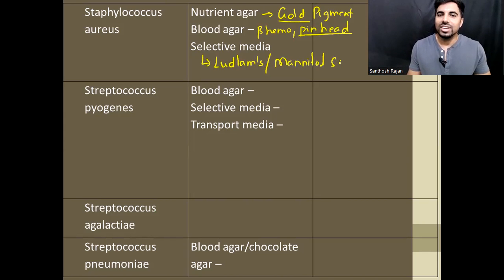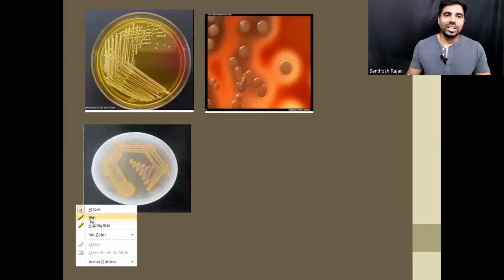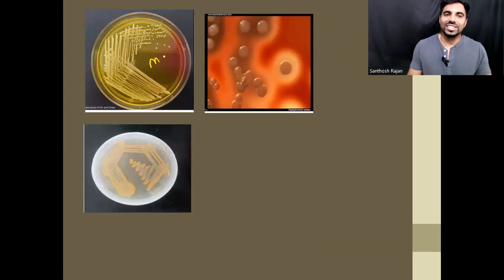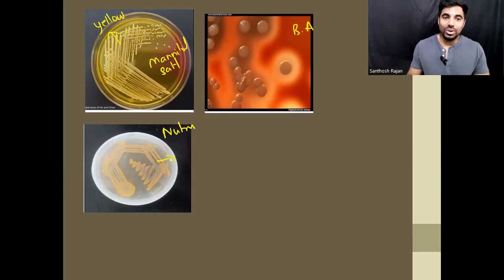Mannitol salt agar. Sir, how do you remember this? It is so difficult. Not at all. It's very easy. How to remember? Look at this picture. This is your mannitol salt agar, salt. And this is your nutrient agar. This is your blood agar. In mannitol salt agar, you get a yellow colony. In nutrient agar, you get the golden colony, golden pigment.